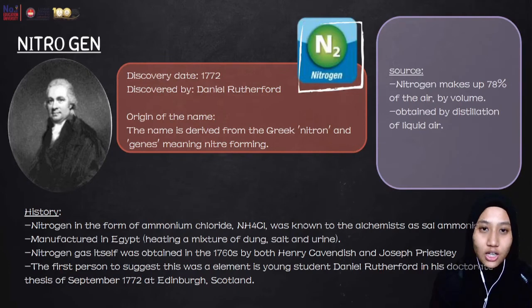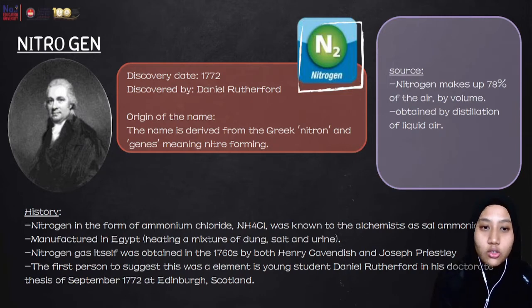Nitrogen was discovered by Daniel Rutherford in 1772. The name is derived from the Greek nitron and genes, meaning nitre-forming. Nitrogen makes up 78% of the air by volume and is obtained by distillation of liquid air.